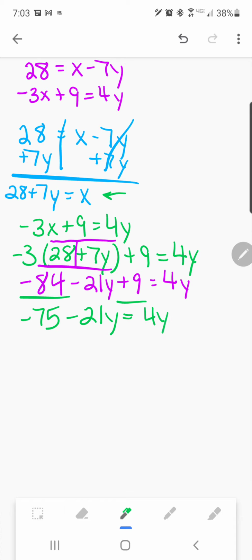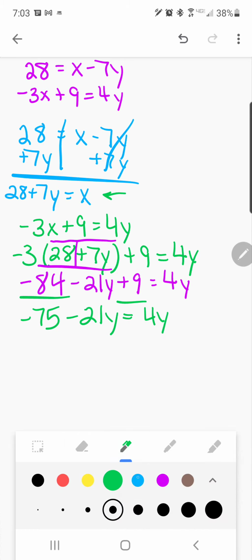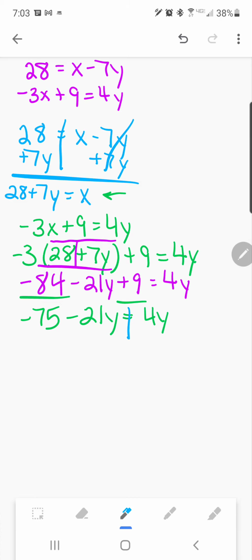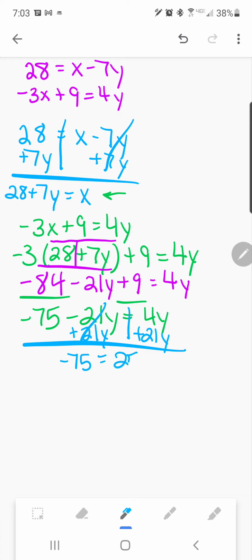Now we're going to solve this equation for y. I'm going to change colors again. To do that, we would add 21y to each side. So this would cancel out. That leaves us with negative 75 equals 25y. We divide each side by 25, and we find that y equals negative 3.